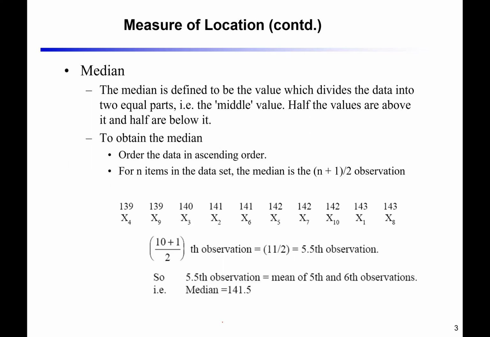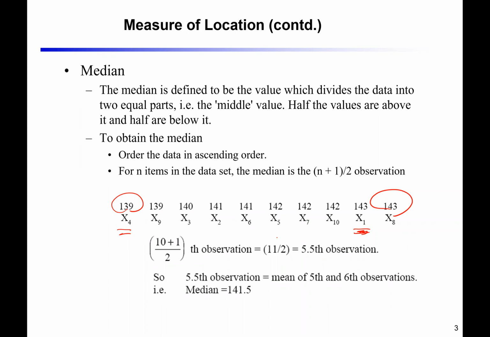The median is defined to be the value which divides the data into two equal parts. That means the middle value: half the values are above and half are below it. To obtain the median, order the data in ascending order. First you need to sort the data from the smallest to the largest. You see the original sequence; this is the first data observation, but it comes here, and the fourth observation here. So you sort them first, and then you find the middle point.